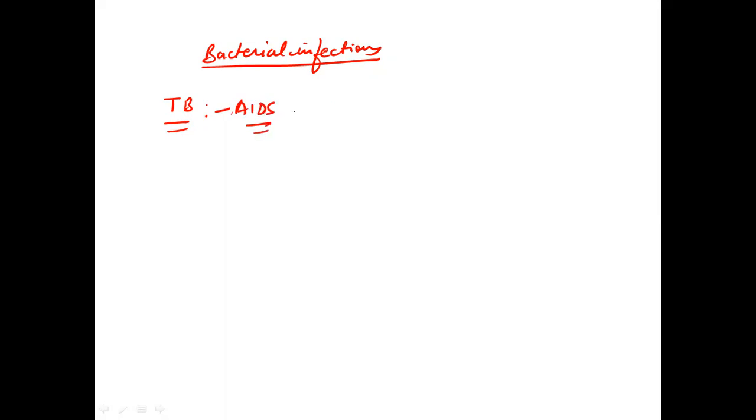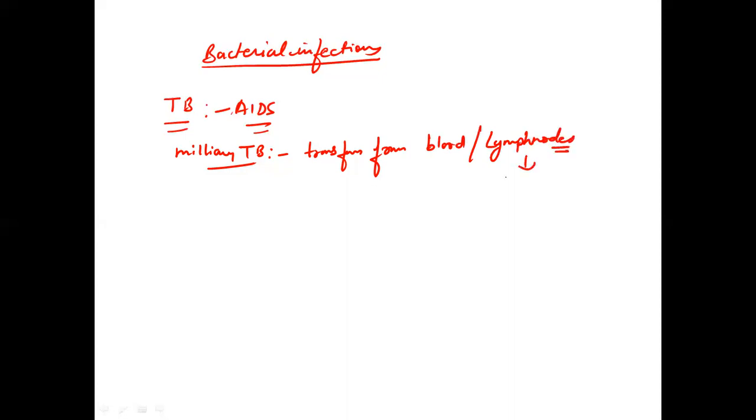So, as we all know, there are many types of tuberculosis. It does not only affect the lungs. It may affect the skin. It may affect the intestine. It may affect anywhere, like miliary TB. So, what is miliary TB? The TB transfers from blood or from lymph node to other areas.